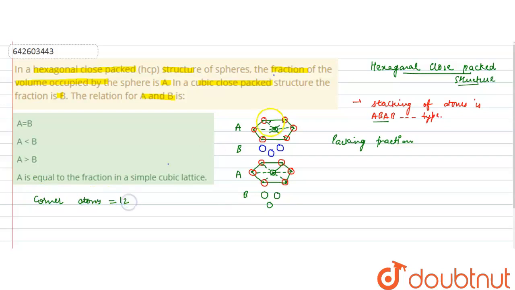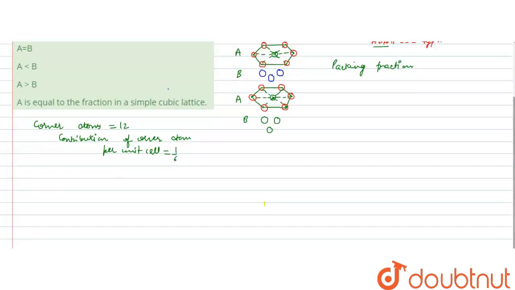Corner atoms is 12, and the contribution of one corner atom to per HCP unit cell will be 1 by 6 because it will be shared by other 5 more unit cells. So the contribution of corner atom per unit cell will be 1 by 6. So as there are total 12 corner atoms, total corner atoms would be 12 into 1 by 6. So that will give us 2. Total number of atoms at corners is 2.